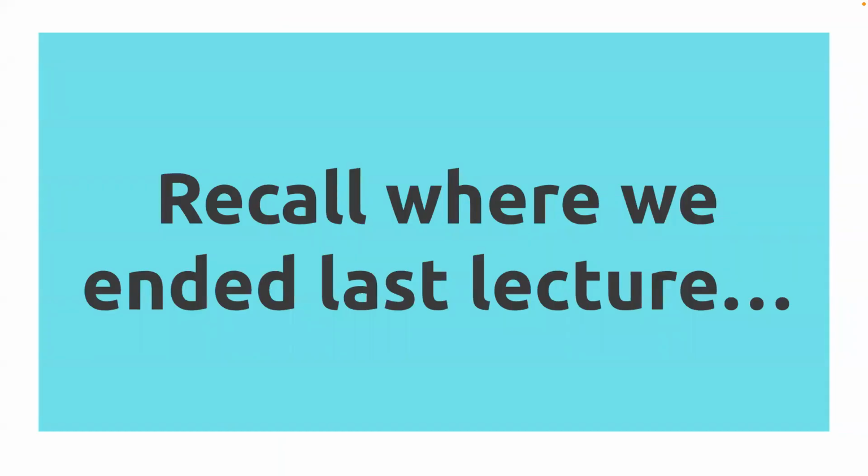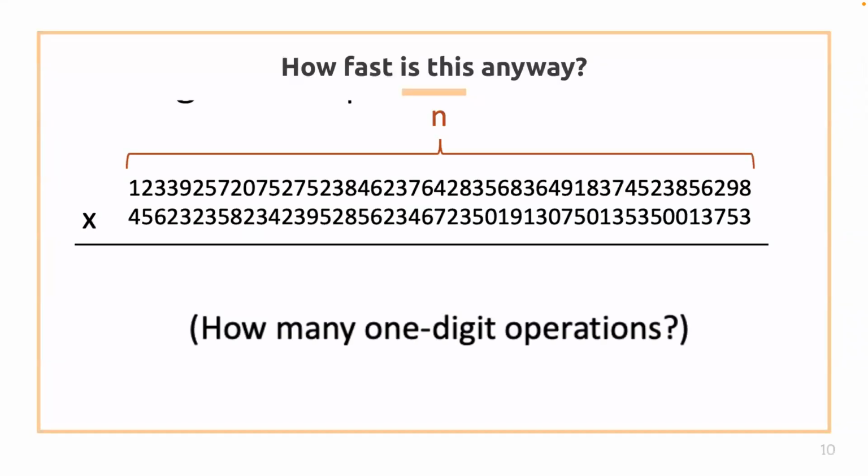But first of all, we're going to recall where we ended last lecture. So I think I was asking you guys, how fast is integer multiplication, right? We have these 2 big integers of size n. And the question we're asking is how many 1-digit operations is it going to take? Did you guys get a chance to think about that when you went home, maybe? Anybody have an answer?